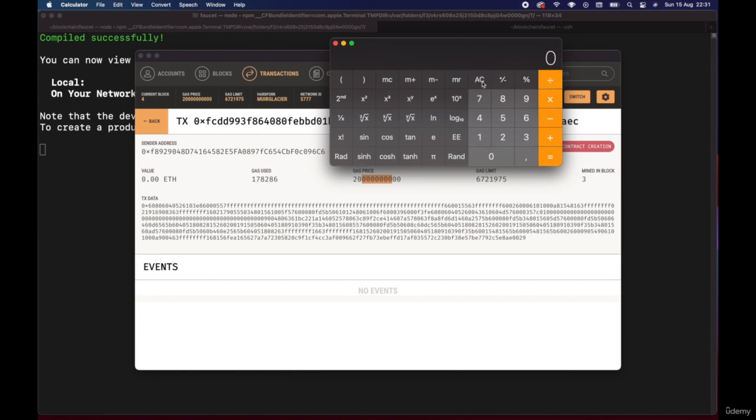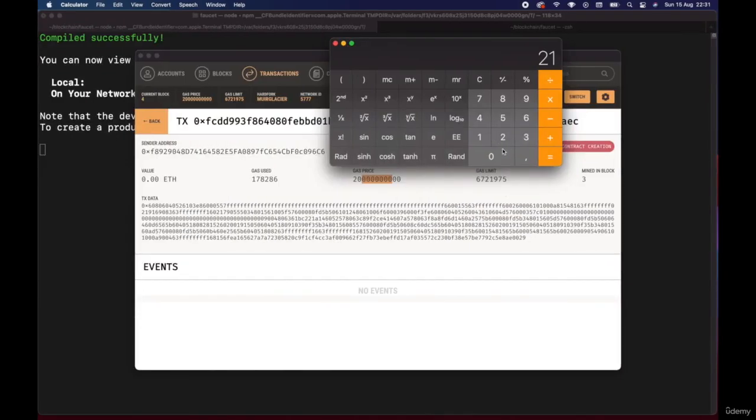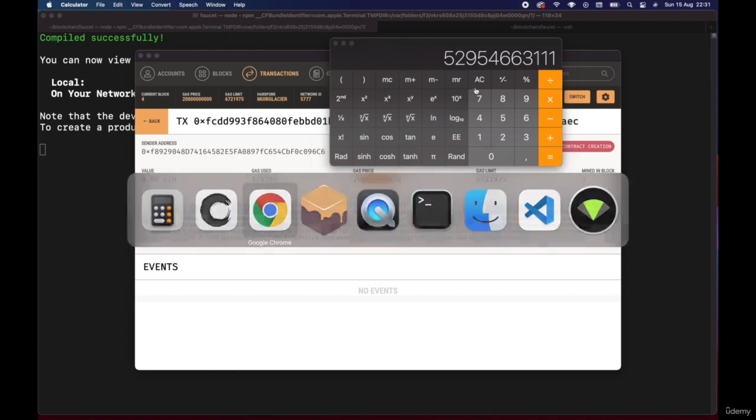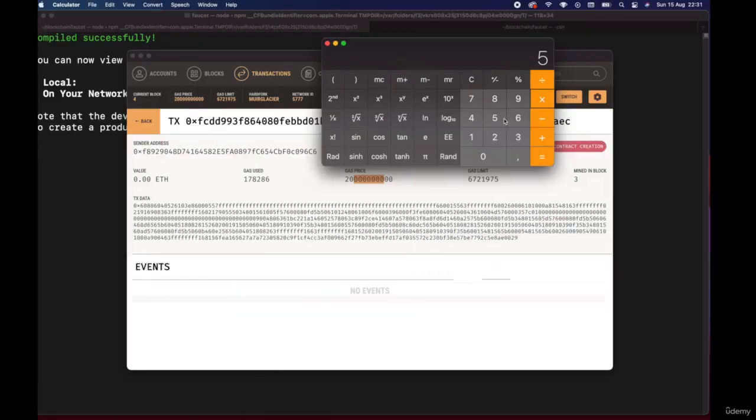Okay, that doesn't seem right. I guess I will be going with a normal one. I'll try to copy it first. Let's say this value is not correct, right? No, it's not correct, definitely. So I need to go manually: 21,000 multiplied by 50.